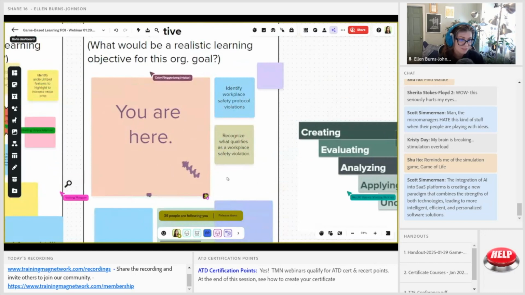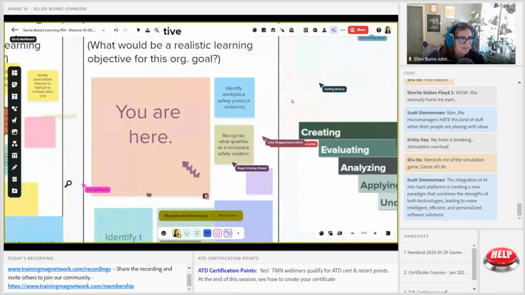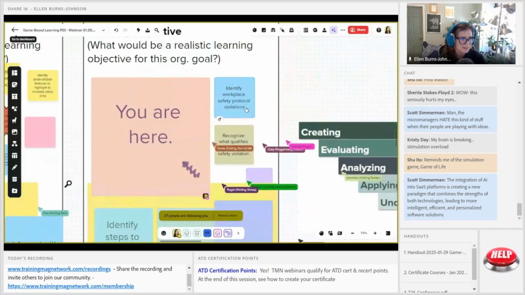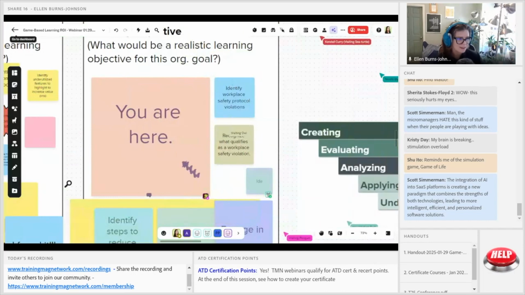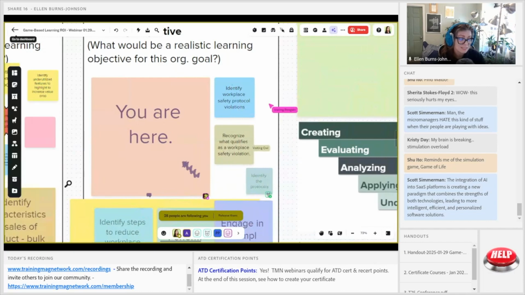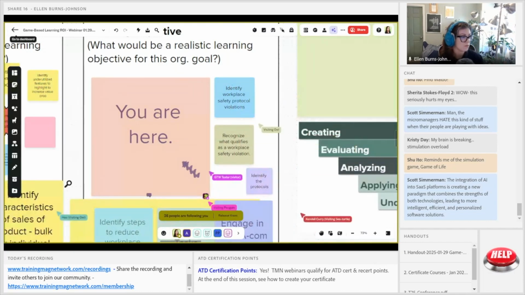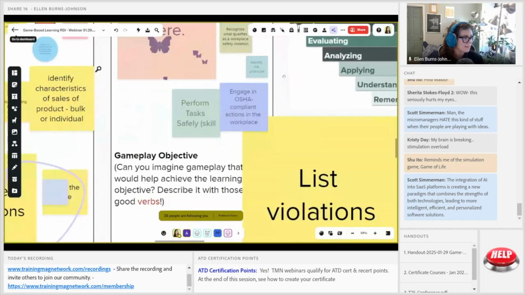Yeah, I've seen a lot of different activities like that where you maybe get a timer and you've got to identify all the violations that are present in a virtual space. Or maybe you're doing it in a classroom and people are competing in teams based on images. A lot of different ways that I've seen that in the past. Recognize what qualifies as a workplace violation. Fun. And then gameplay objective.